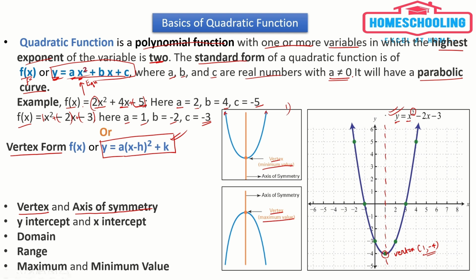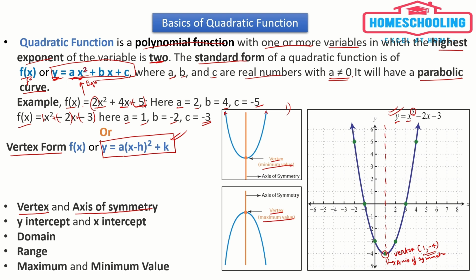If you draw this on a piece of paper and fold it along the axis of symmetry, this will overlap on this when we fold it along the axis of symmetry. As you can see, this axis of symmetry is dividing this parabolic curve into two equal parts. So this side is similar to the other side.